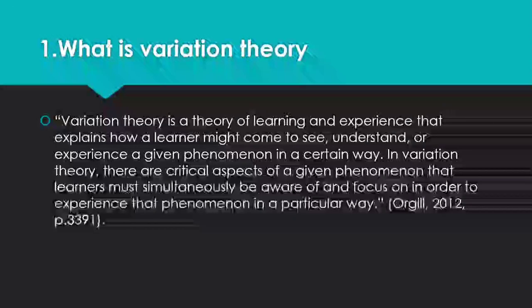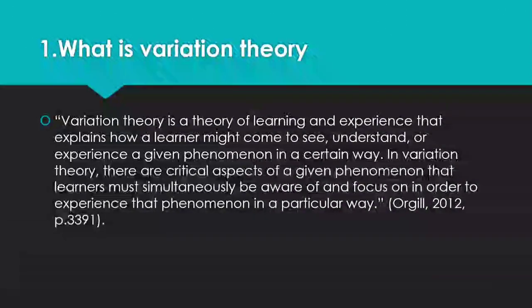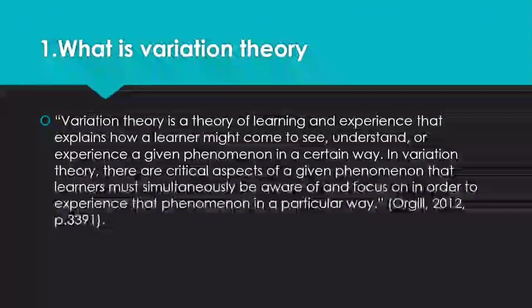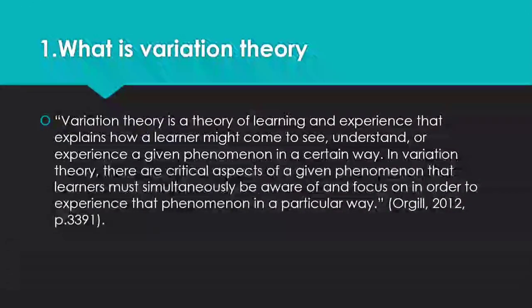Variation theory is a type of learning theory. According to the Encyclopedia of the Science of Learning, variation theory is a theory of learning and experience that explains how a learner might come to say, understand, or experience a given phenomenon in a certain way. In variation theory, there are critical aspects of a given phenomenon that the learner must simultaneously be aware of and focus on in order to experience that phenomenon in a particular way.